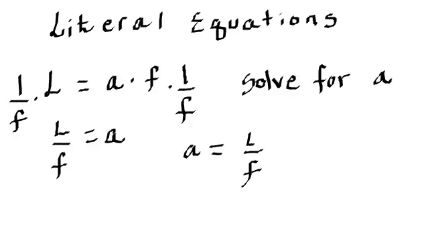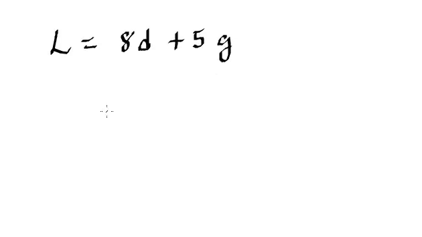Okay, let's look at some others. Let's say that L this time is equal to 8D, or 8 times D, plus 5 times G. And in this particular one, we want to solve for D. I just shorthanded this over here. So we're going to solve for D here.